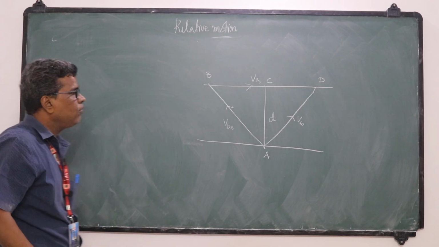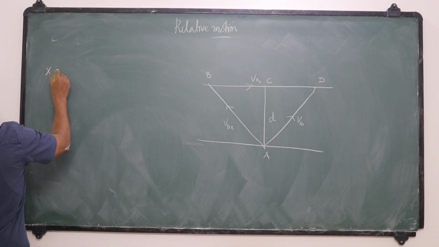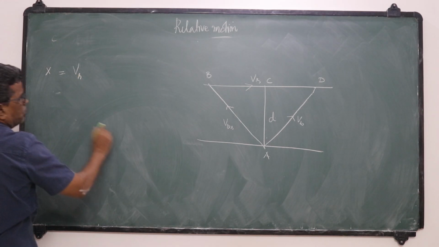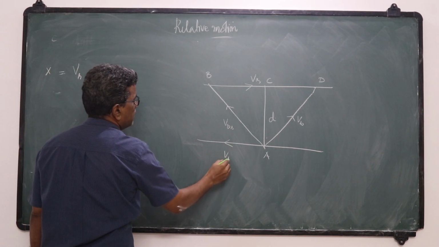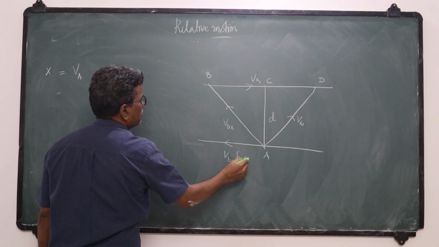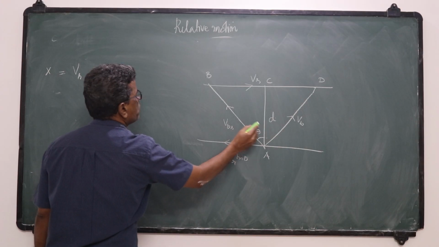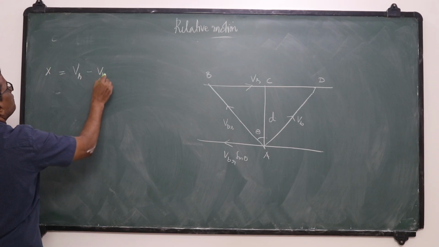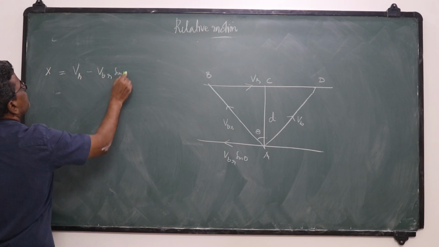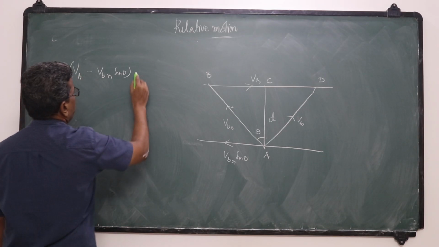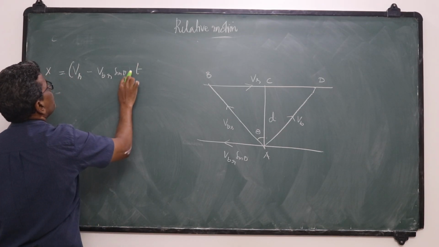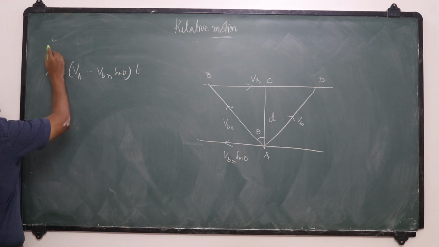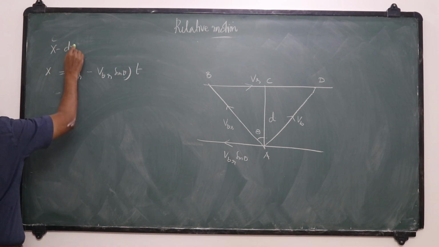Now what is the drift value here? Drift x is equal to VR into T. This is VBR sin theta. This is theta, I assumed initially. So x is equal to VR minus VBR sin theta into T. Okay. So this is the drift. What is x here? Drift.